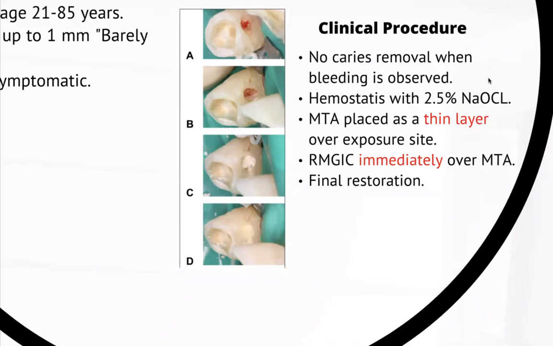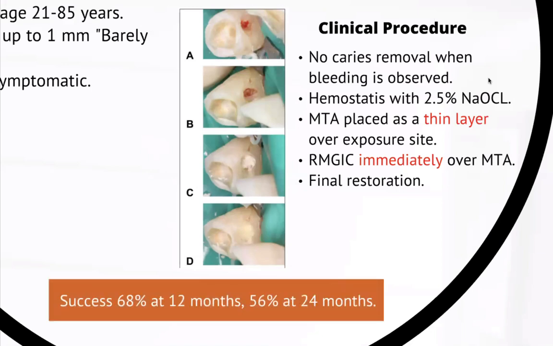The pulp is very close to the wall, so they don't have good amount of dentine to actually seal that pulp. And the third problem with this is that they actually placed the final restoration immediately. They use resin-modified glass ionomer over MTA and then final restoration. So success was 68%, which is low. And then in 2 years, 56%. I think because of leakage rather than because of the MTA itself.